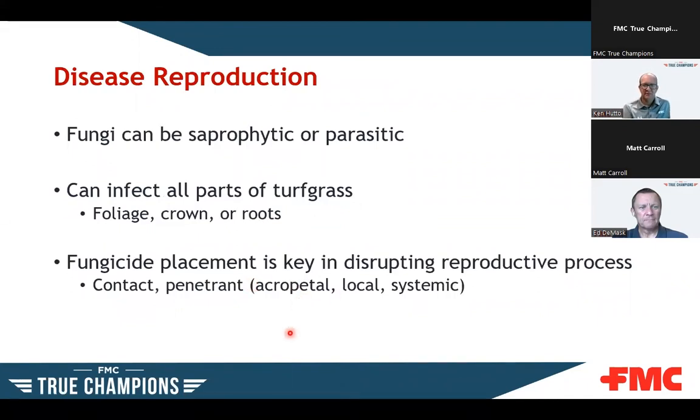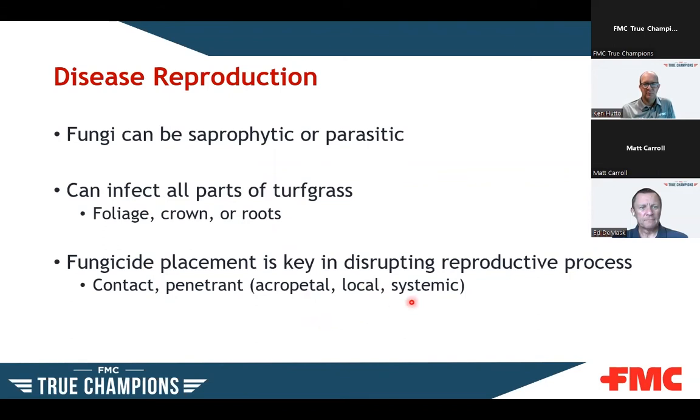Fungi themselves can be saprophytic or parasitic. Saprophytic is essentially a disease that feeds off organic matter, something like fairy ring. A lot of your diseases are parasitic as well. They can occur on the foliage, or the crown of the plant, or the roots. A lot of different diseases that you infect. So dollar spot and brown patch are more foliar diseases. And I mentioned things like summer patch in cool season turf, take-all root rot on warm season turf is an example of a root infecting disease.